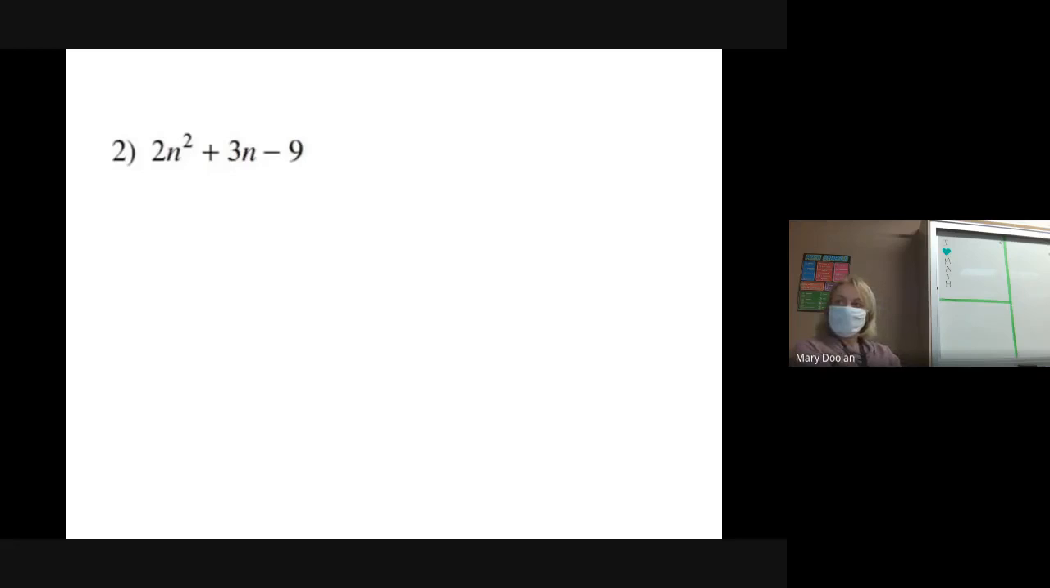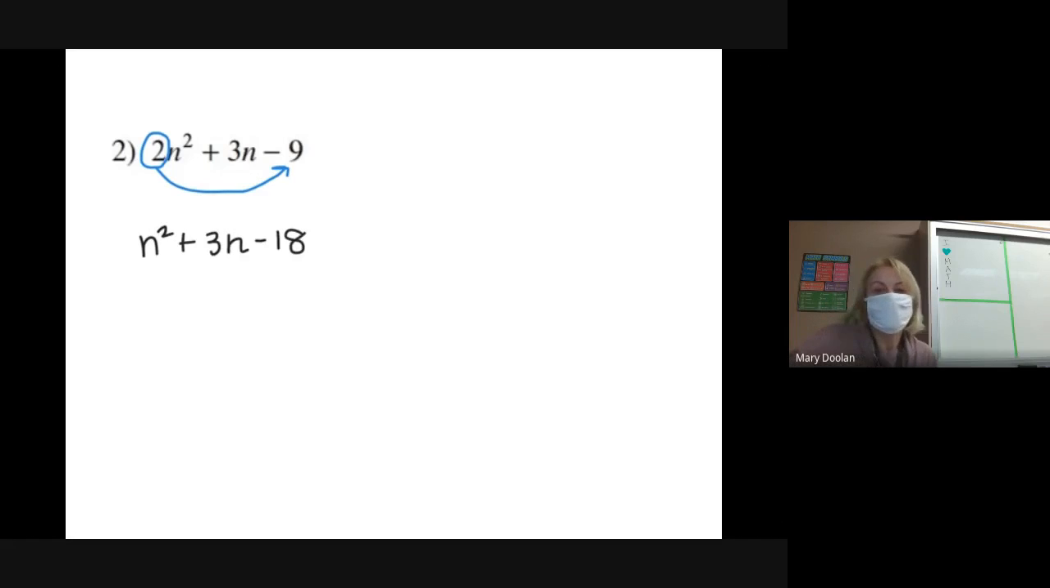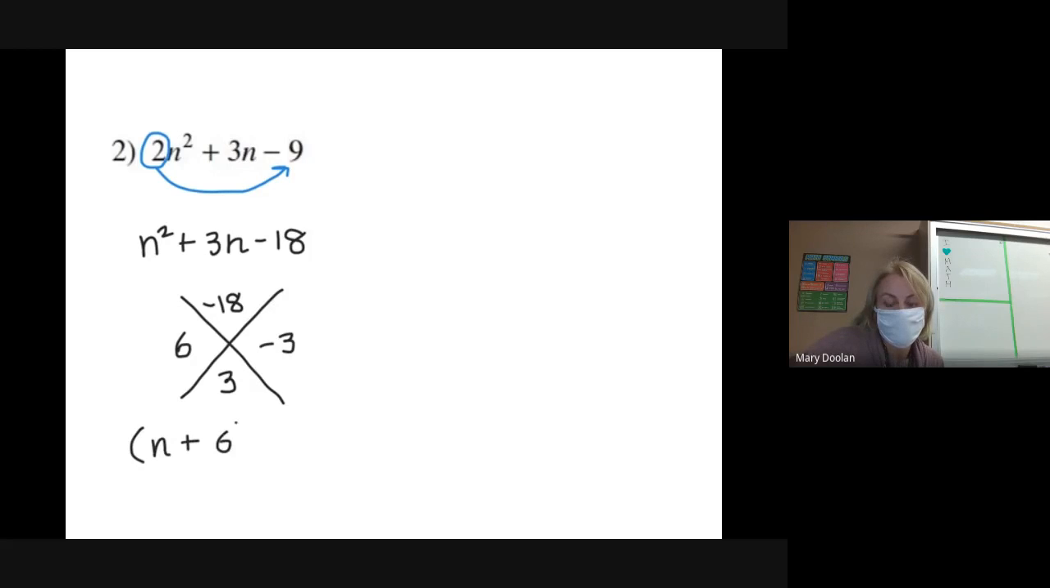All right, let's try one more together. So I see there's a coefficient in front of n squared, so I'm going to take it and temporarily multiply it to our constant in the back. Now this trinomial I can factor using magic x. So what two numbers multiply to make negative 18 and add to make positive 3? So that will be 6 and negative 3. Those are the only two numbers that will work. So we do n plus 6 times n minus 3.